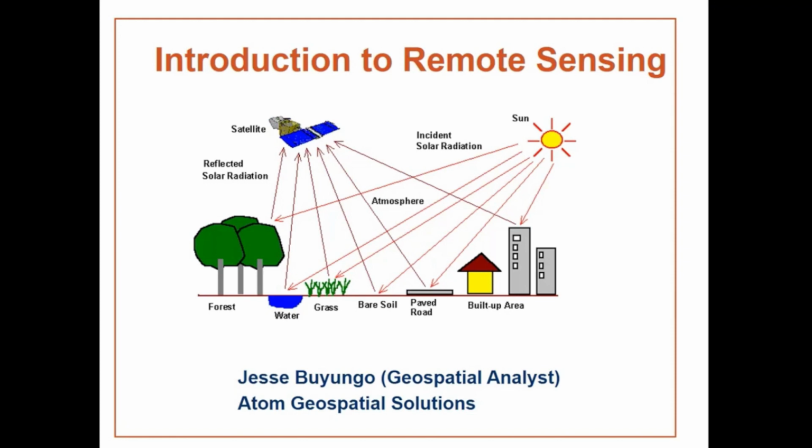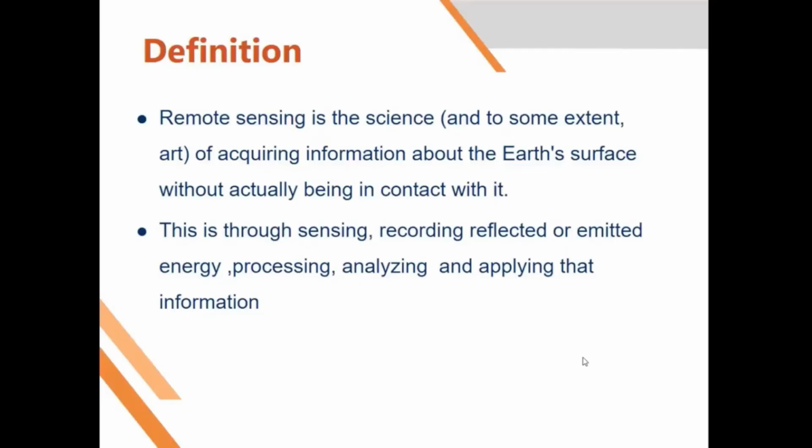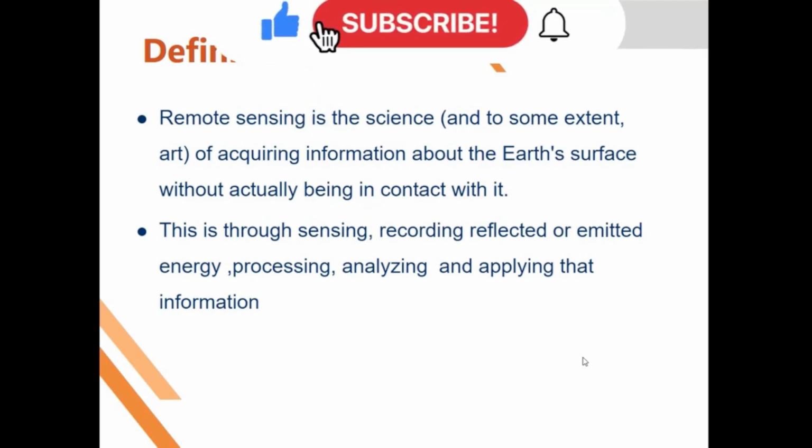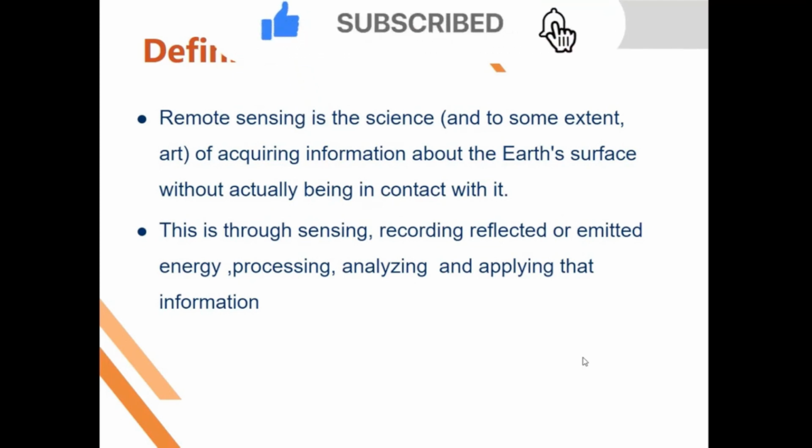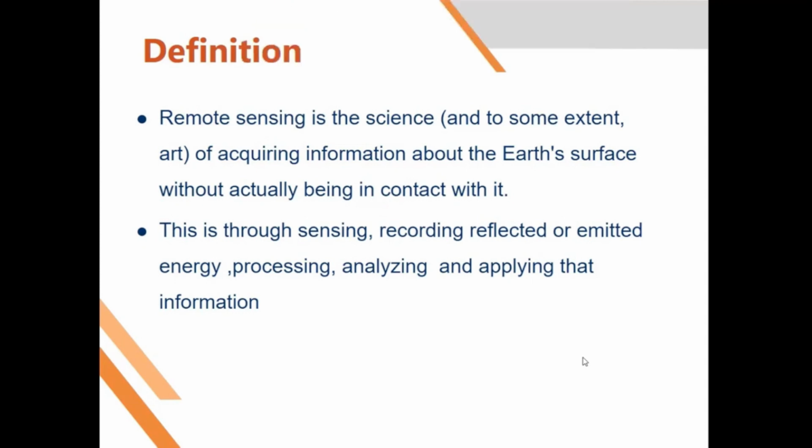So let us begin. The definition of remote sensing: remote sensing is the science and to some extent an art of acquiring information about the Earth's surface. Why is it a science? Because scientific principles are involved, such as transmission, radiation, absorbance, reflectance, and other principles.